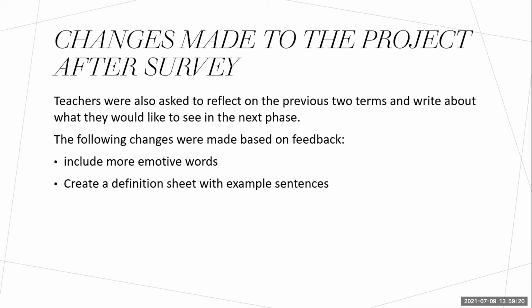Also, at the same time as we had that survey, teachers also reflected on their own experiences and what they wanted to see changed, and how we could improve the project. And apart from that definition sheet, which they all thought was a good idea, they also said that they wanted more emotive words to be included, because the students weren't really thinking about their emotions. They weren't thinking about using emotive language when they were writing for these tasks. So that was another change that we made as well. So thinking about how we could add more emotive words to the quizzes and apply that to some of the writing activities.